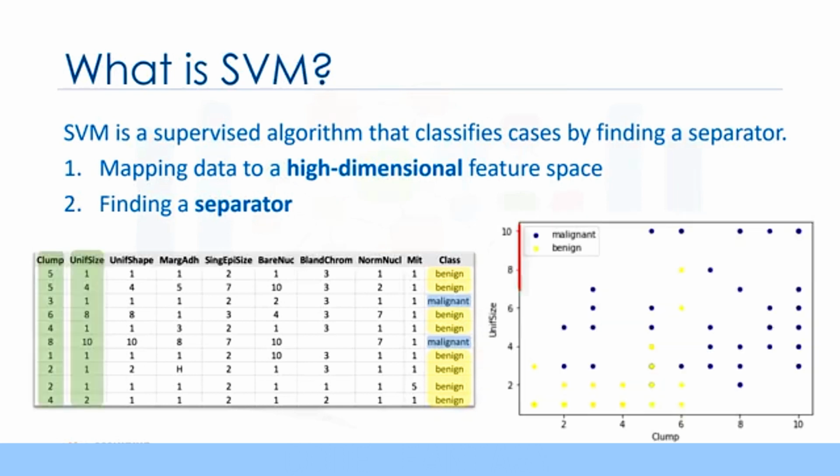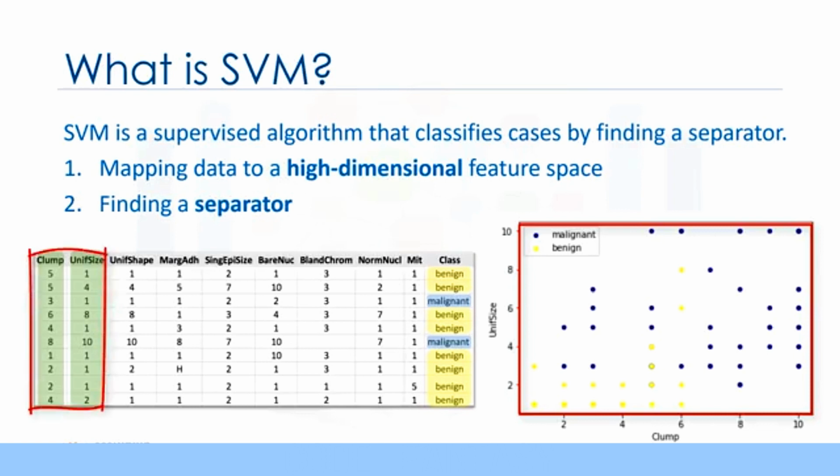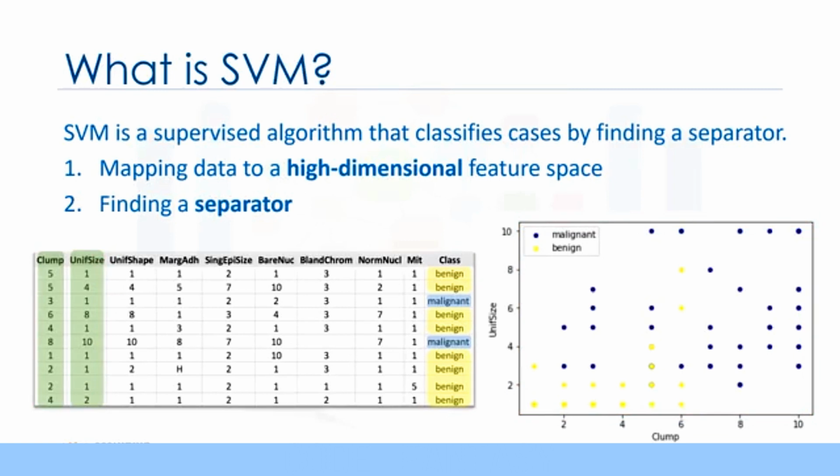For example, consider the following figure, which shows the distribution of a small set of cells only based on their unit size and clump thickness. As you can see, the data points fall into two different categories. It represents a linearly non-separable dataset. The two categories can be separated with a curve, but not a line. That is, it represents a linearly non-separable dataset, which is the case for most real-world datasets.